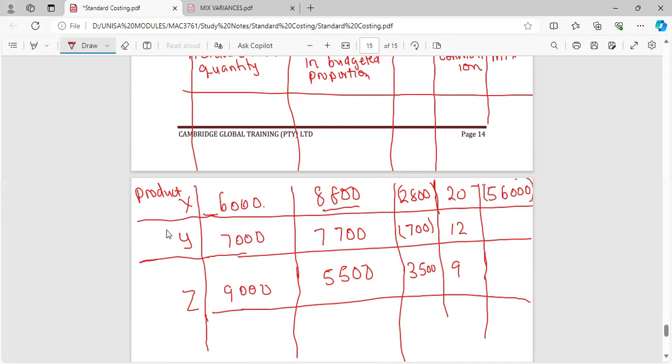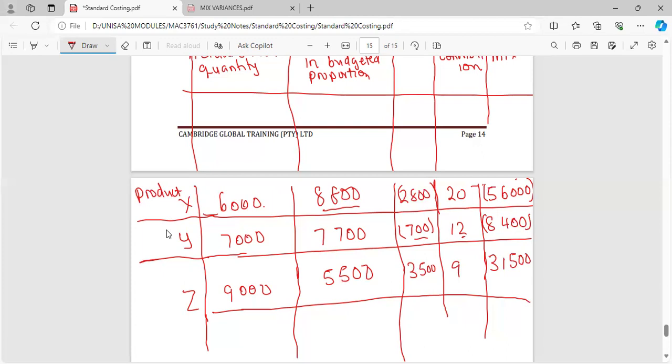Then the second one is 700 times 12. 8,400. It's also unfavorable. Then the third one is going to be 3,500 times 9. 31,500. This one is favorable. Right.